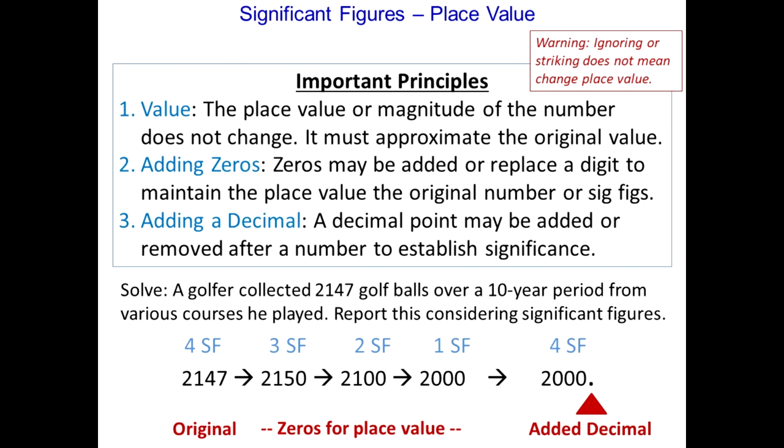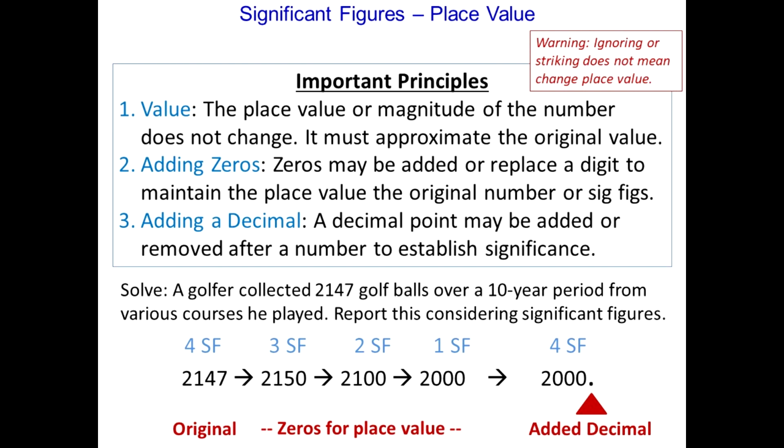Ready? Let's use this example. A golfer collected 2,147 golf balls over a 10-year period from various golf courses he played. Report this considering significant figures. Who the heck goes around and collects golf balls from a golf course? I don't know why he did it. That's just part of the conversation. Be careful getting distracted in word problems with the conversation. Got it? I give word problems. Don't get distracted by the storyline. So everyone follows. Okay?